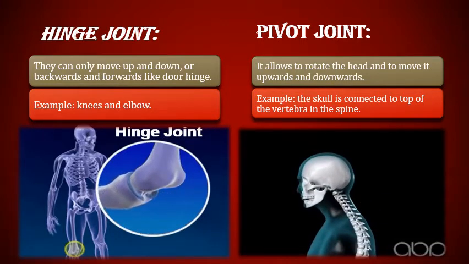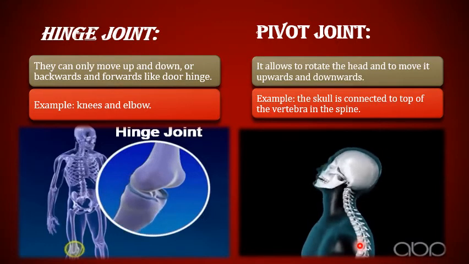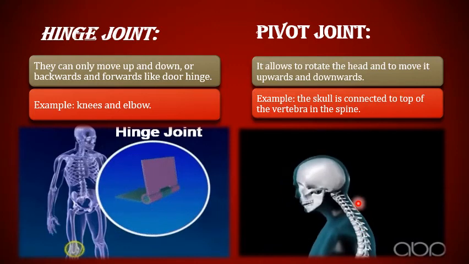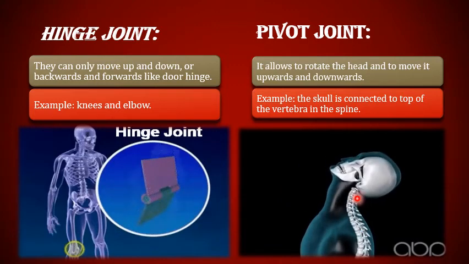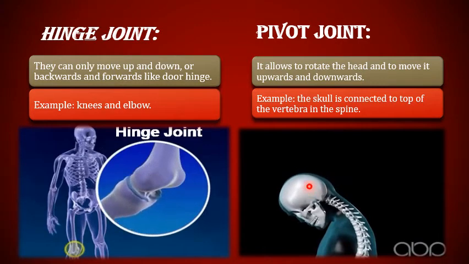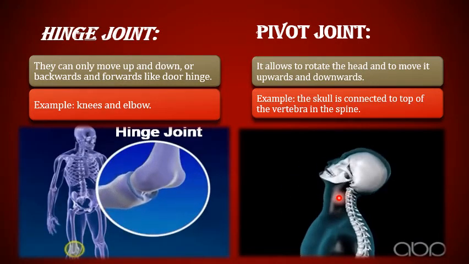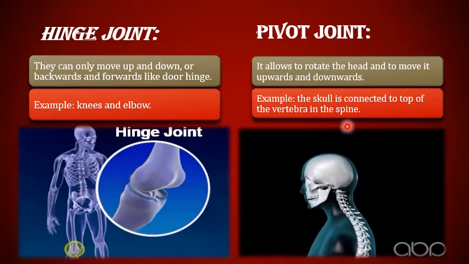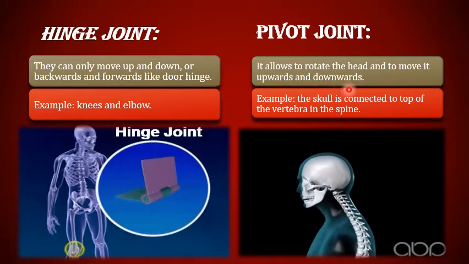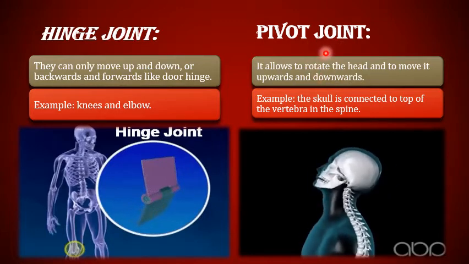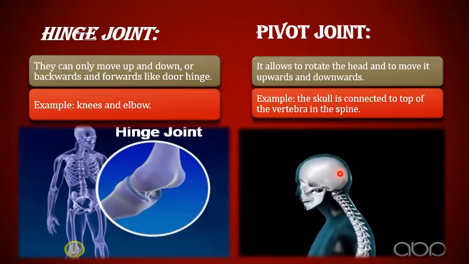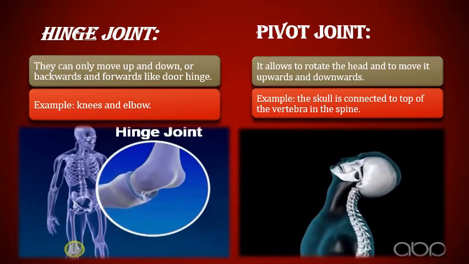Okay, look here. These are our vertebrae, or the spine, the backbone. We know that the top of the vertebrae is joined to the skull. And the joint of the skull bones and the first or top vertebra is the pivot joint. This is a kind of joint which allows movement like rotation plus upward and downward. The same it is doing.